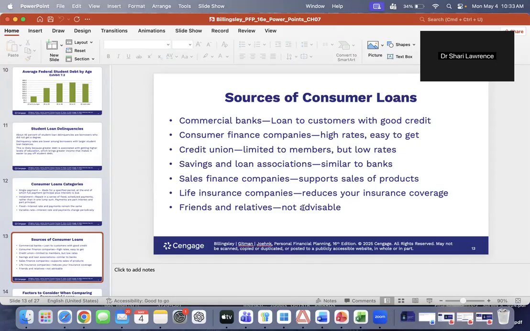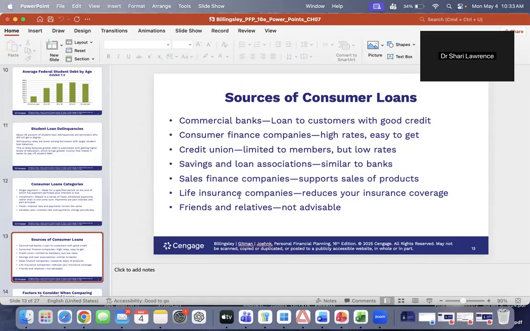Friends and relatives not advisable, ruins relationships. If you have a whole life insurance policy, those build up a cash value. You can get a loan from your life insurance policy. Now, if you should die, the payout would be reduced by the amount of the loan, but that's a really easy way to get a loan, and you're just paying yourself back.